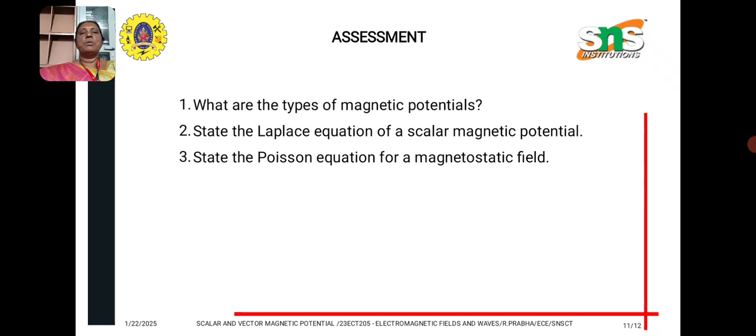So, now the assessment questions: the types of magnetic potential, we know scalar and vector magnetic potential, the Laplace equation and Poisson's equation of magnetic potential and field, we have known from the PowerPoint presentation.